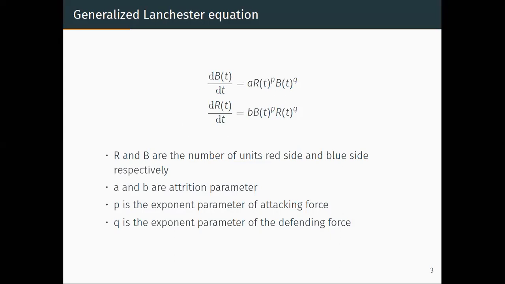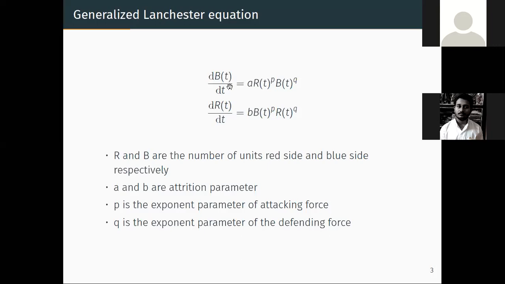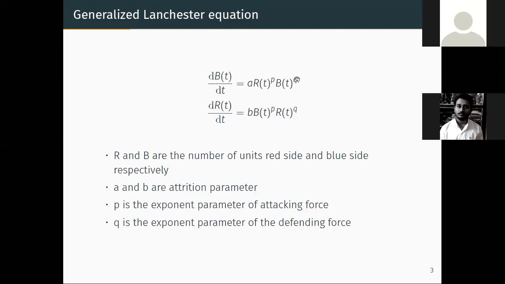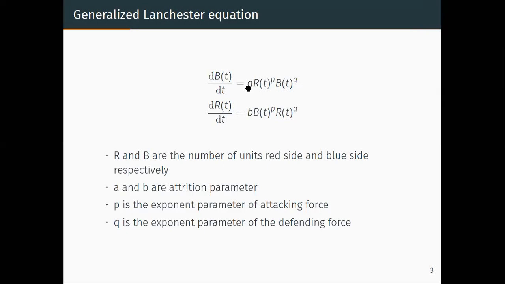First is the generalized Lanchester law. This is a set of differential equations. As you can see, dB/dt equals a R to the power p B to the power q, and dR/dt equals b B to the power p R to the power q. One thing here is that a and b are called attrition parameters, and they are strictly negative numbers, as the rate is negative.